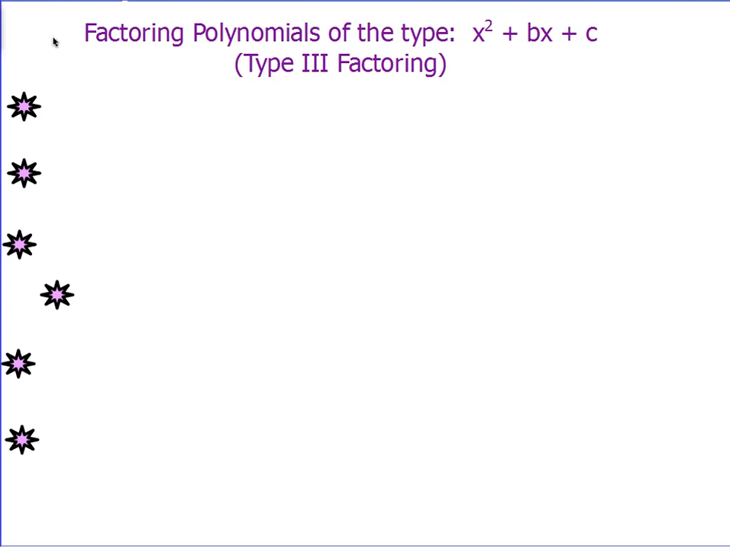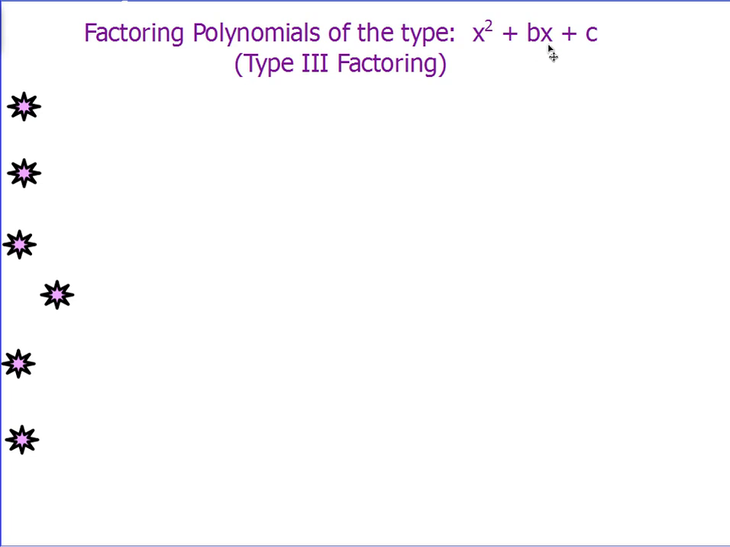We are going to talk about factoring, and in this case I'm going to be discussing type 3 factoring. Now what I mean by type 3 factoring is I've categorized polynomials into different types. Type 3 follows the form x squared plus bx plus c, and that means my first term is always x squared, my coefficient is always a 1. If I don't see a coefficient, it's as if there is a 1 there.